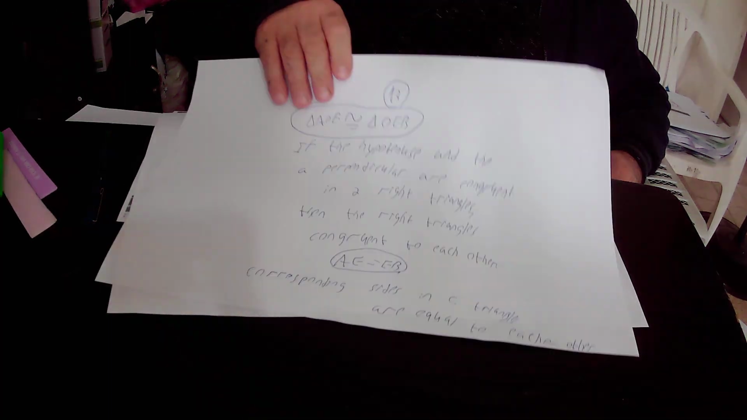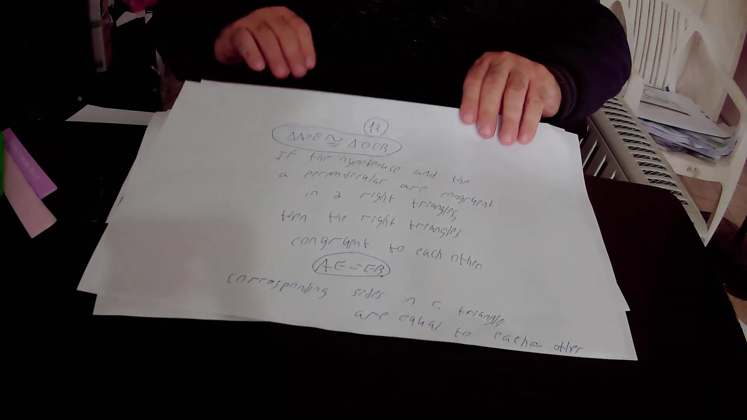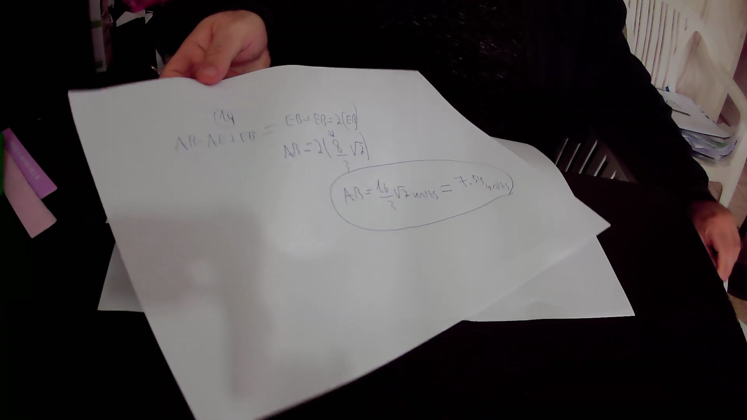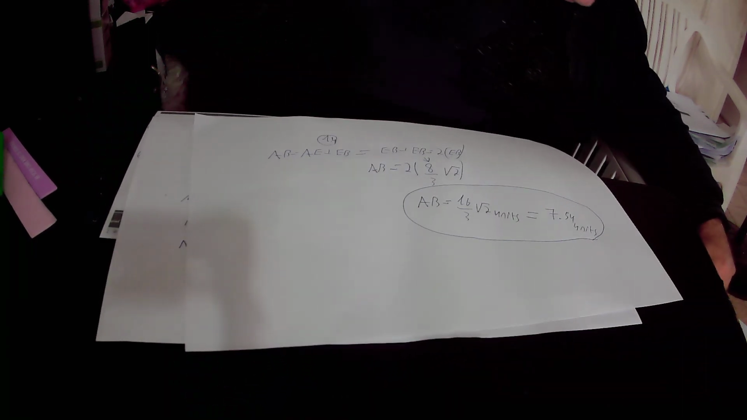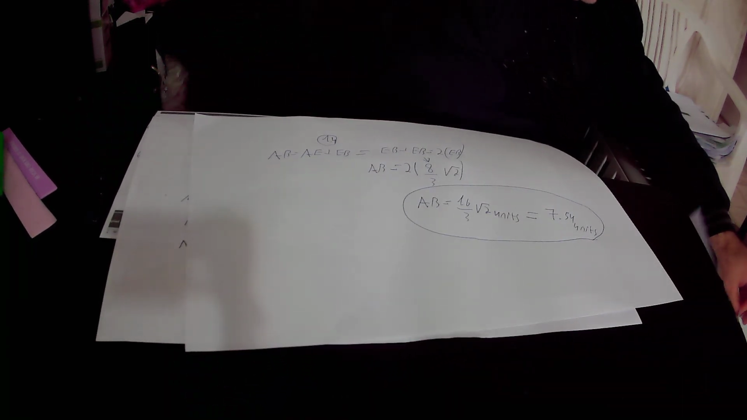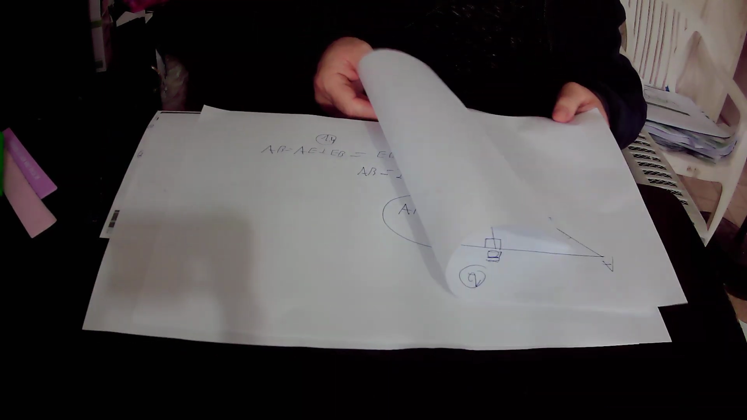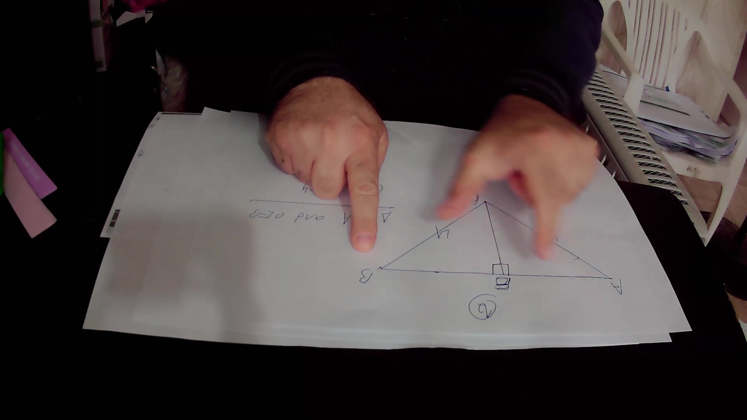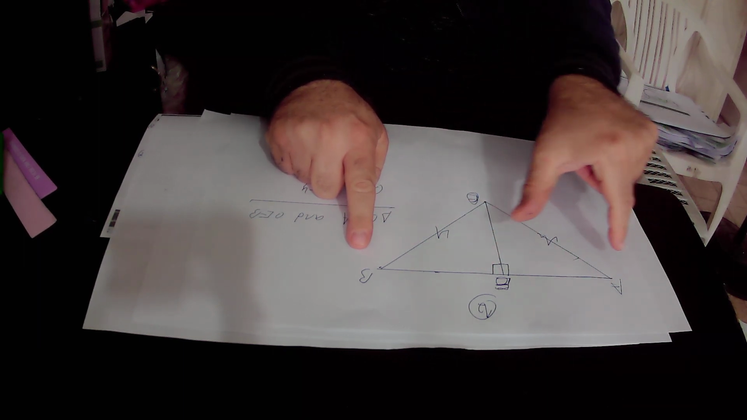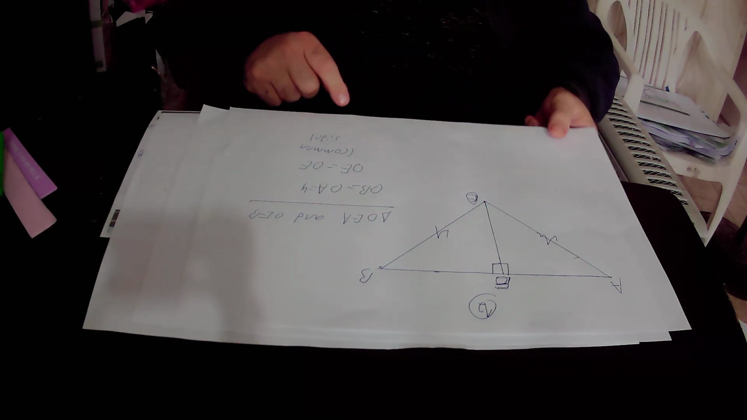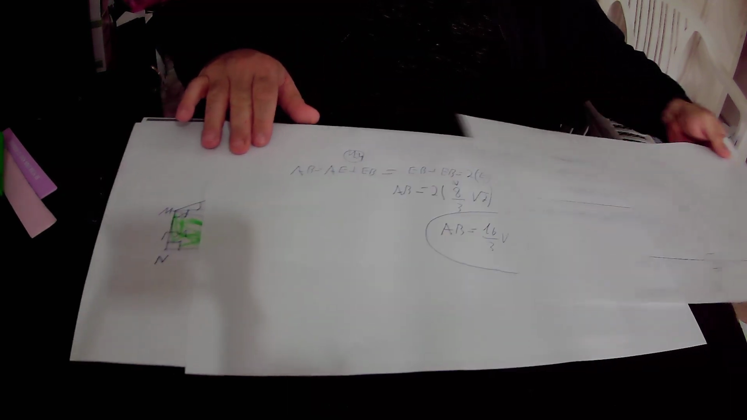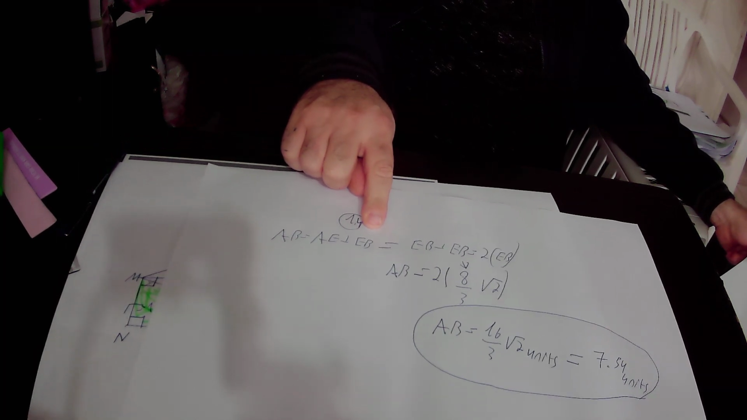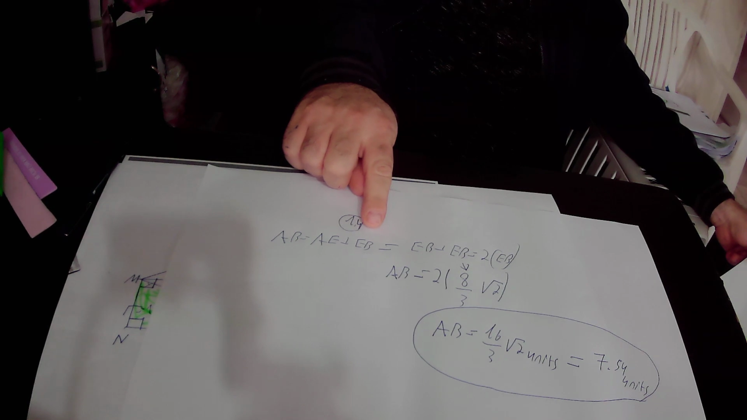AE equals EB, and actually, as you can see from the drawing, AB equals AE plus EB. Again, AB equals AE plus EB. So we can write here that AB equals AE plus EB.